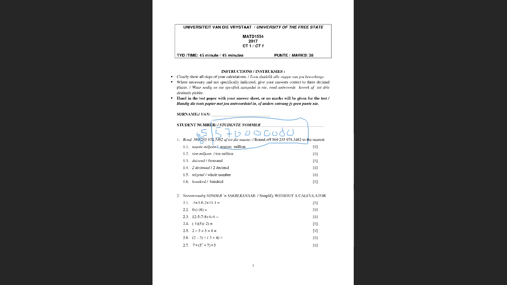Okay, good. So without any question, let's go to the next one. The question says that we must round off to the nearest 10 million. The nearest 10 million will fall on the 6. That's where we have the nearest 10 million. Now the number after the 6 is more than 5. That means that we are going to add 1 to the 6.